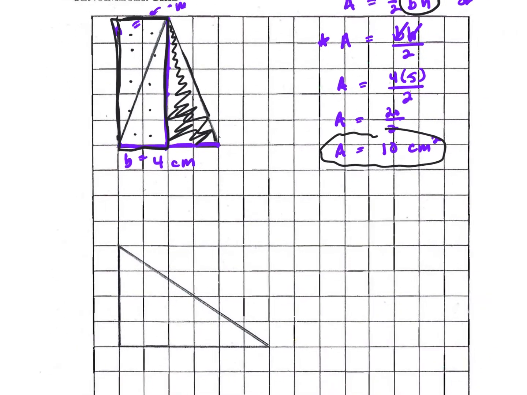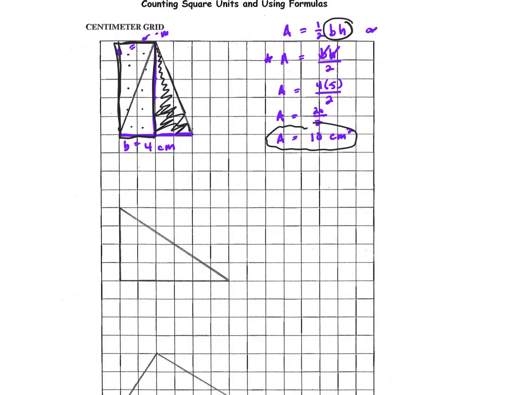So let's move on to the next type of triangle. And by the way, this particular triangle we just worked on is an isosceles triangle because both of these sides are equal in measure, and that's what makes it an isosceles triangle.